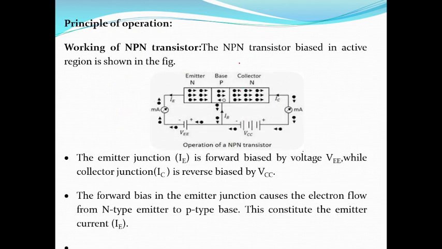Next, if we go for the principle of operation, meaning its working, now we will see the working of the NPN transistor. So this can be discussed in the next class. The operation of the BJT will be discussed in the next class.